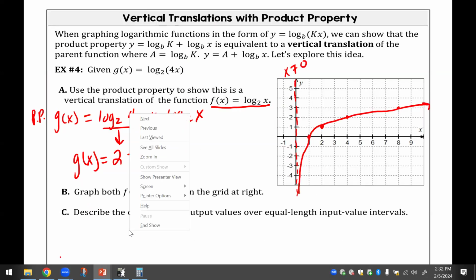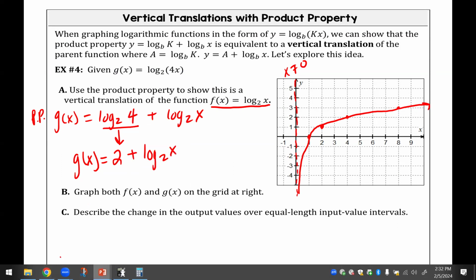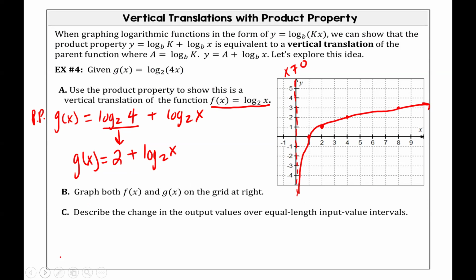Sorry, guys, we're going to finish. If it lets me change my pen color, it won't let me change my pen. There we go. All right.